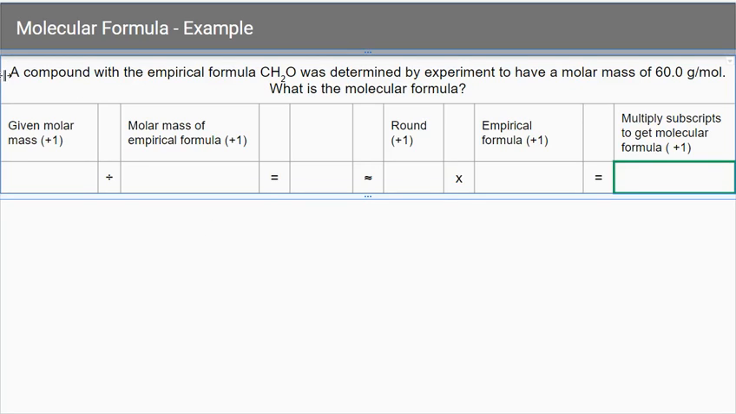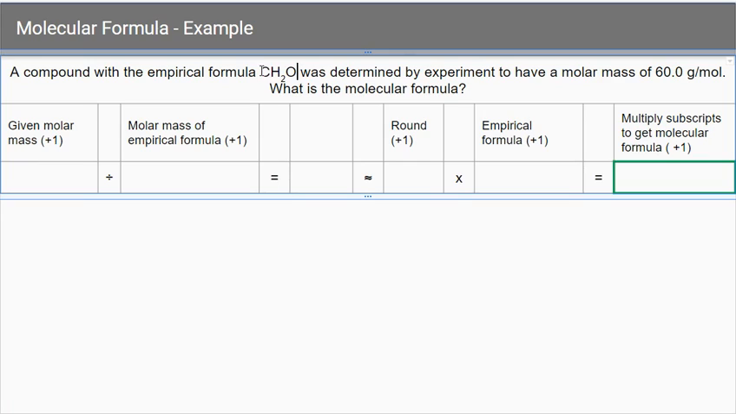Now that we know how to find an empirical formula from percent composition data, we're going to use the empirical formula and the molar mass of a compound that is determined by experiment to discover the actual molecular formula. So the empirical formula gave us a ratio. It said for every one carbon atom, there are two hydrogen atoms and one oxygen atom.